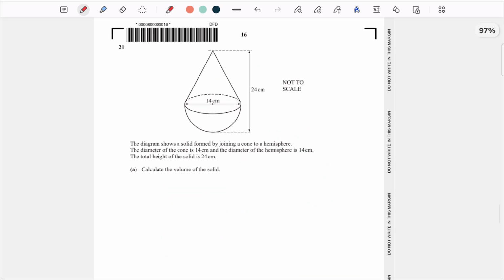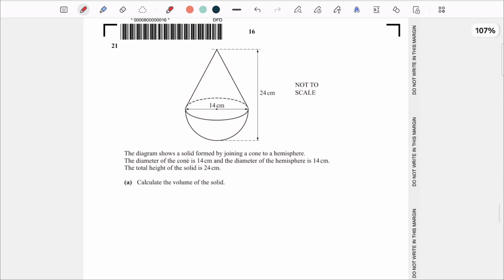Question 21. It shows a diagram. The diagram shows a solid formed by joining a cone to a hemisphere. The diameter of the cone is 14, and the diameter of the hemisphere is also 14. The total height is 24 centimeters.